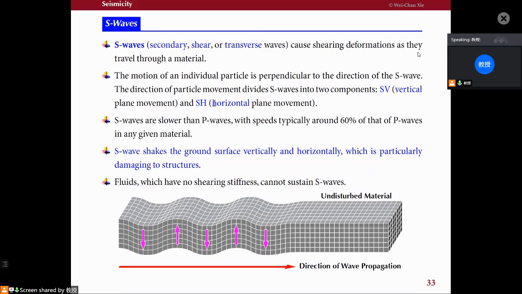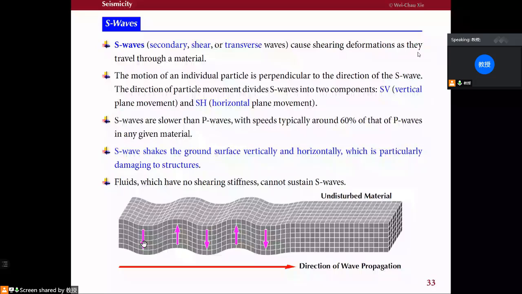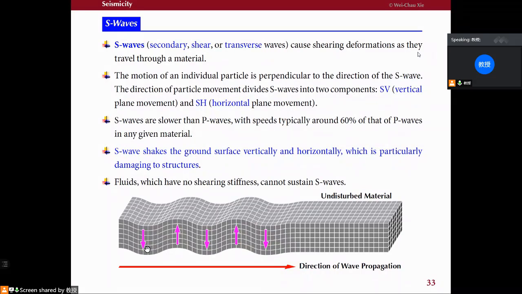Okay, so if you look at the bottom diagram, this is the direction of wave propagation. So the particle moves up and down in the shear deformation. Okay, so this is shear vertical, up and down. And then if it moves in this direction, it's shear horizontal.